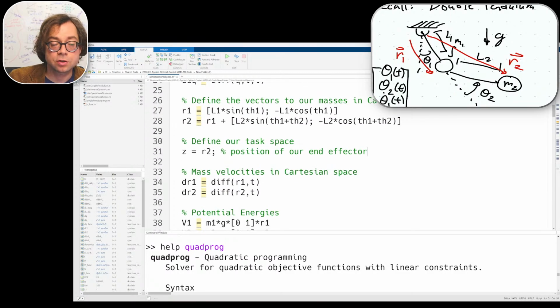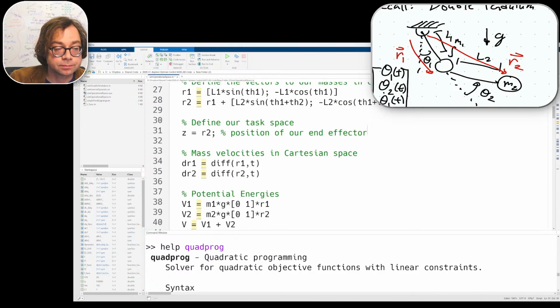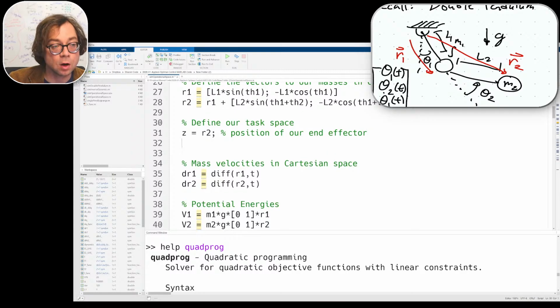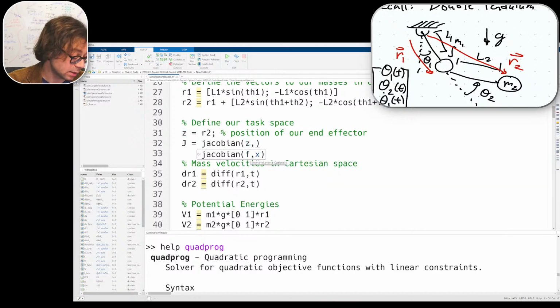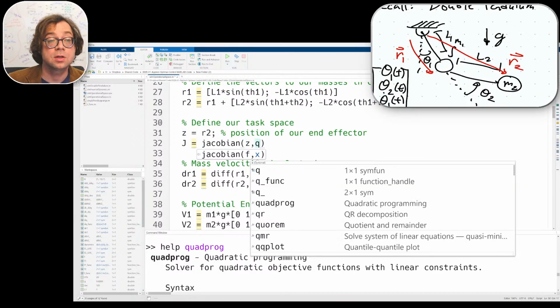So this should all still run. Nothing really has changed. But we're also going to need our Jacobian, right? So let's take our Jacobian. We'll call it capital J. It's the Jacobian of our task Z with respect to what? It's the Jacobian with respect to Q.